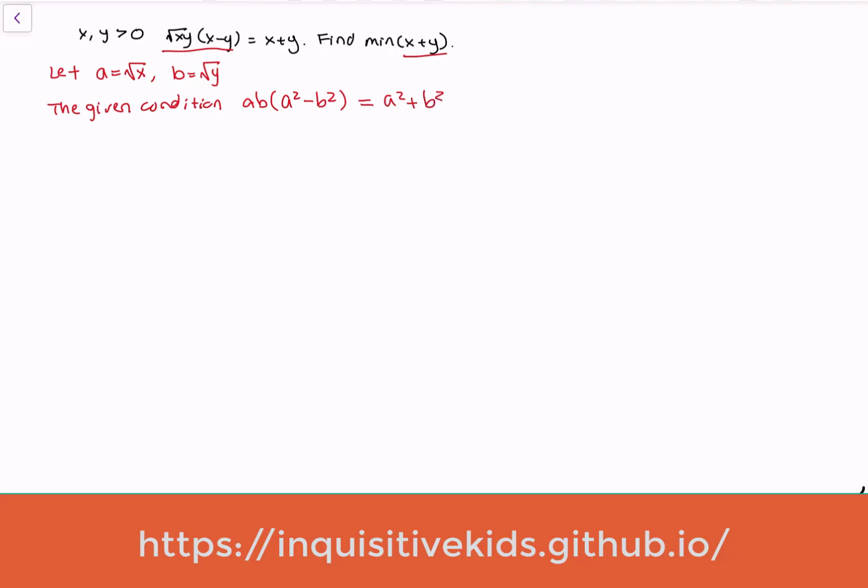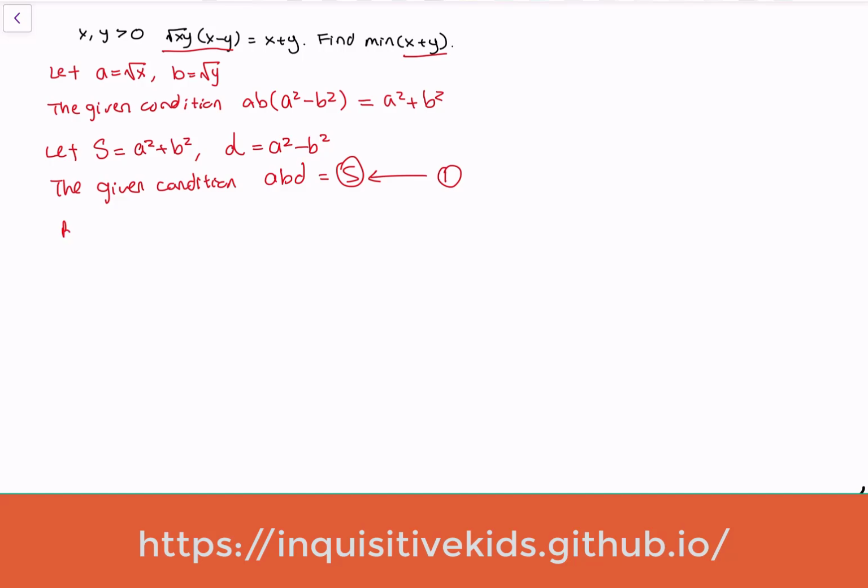Now let's do some more substitution. We're going to let capital S be equal to the sum of a squared and b squared, and we're going to let d be equal to their difference. So we get ABD is equal to S. We're going to call this the first equation. Now let's focus on S, because S is what we're trying to find the minimal value of. It's what we're trying to minimize.